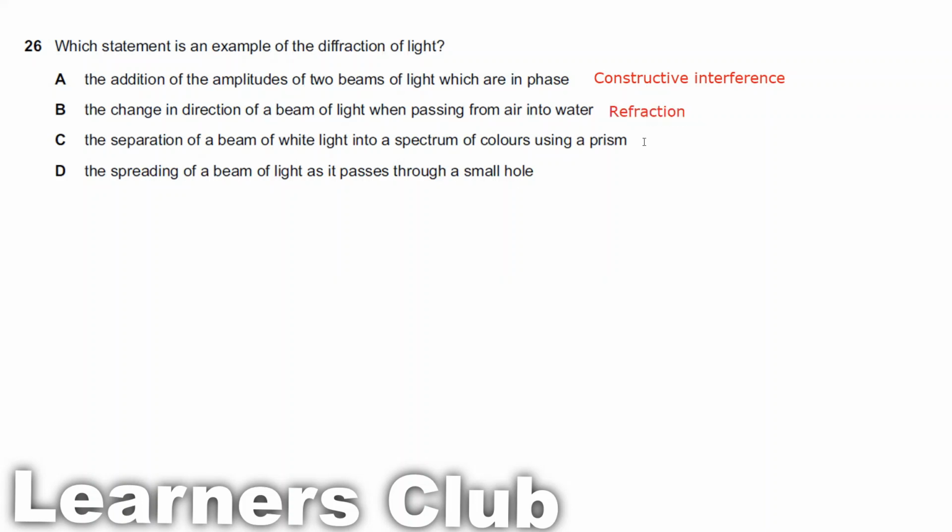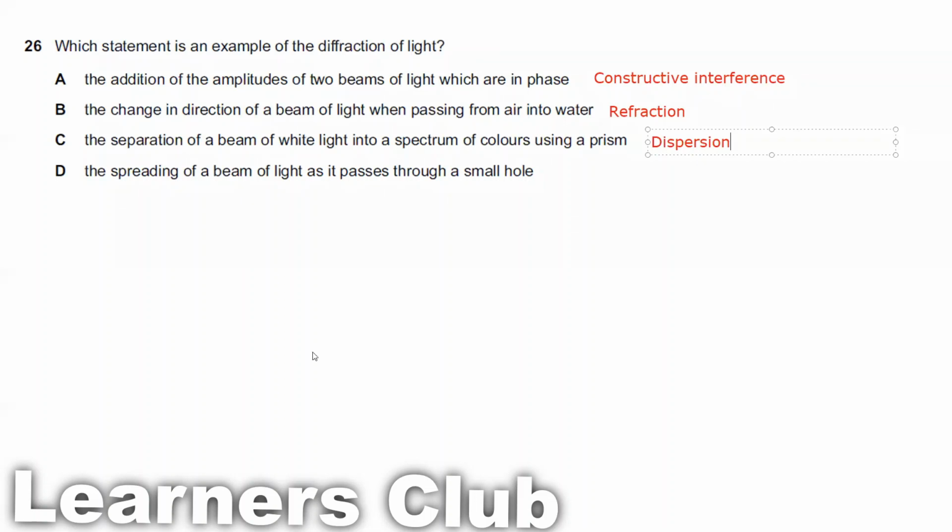That's not the answer. Option C, the separation of a beam of white light into a spectrum of colors using a prism. So white light is being spread into the 7 colors, which, in this case, they're talking about dispersion. Option D, the spreading of a beam of light as it passes through a small hole.